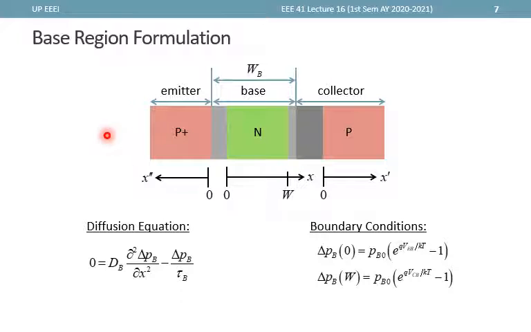For the base, we use a similar set of equations. This time we are using x, and our variable is delta PB, the excess minority holes for the N-type base. Our boundary condition at this side is dictated by the law of the junction for the EB side, whereas at x equal to W, the boundary condition is dictated by the law of the junction at the collector base junction.